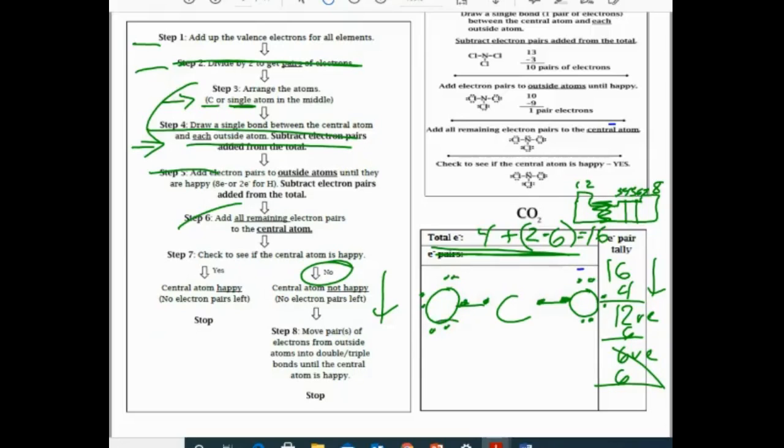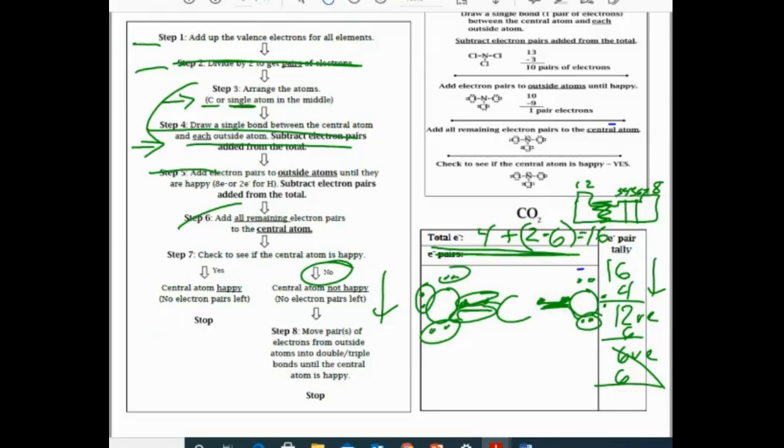Have 8. So I'm going to steal this pair and make it share. I'm going to steal this pair and make them share. Now, how many does carbon have? He has access to 1, 2, 3, 4, 5, 6, 7, 8. Now carbon has 8, and oxygen still has access to that, even though we made them share. So these oxygens still have 1, 2, 3, 4, 5, 6, 7, 8.